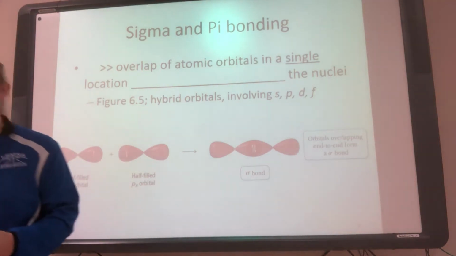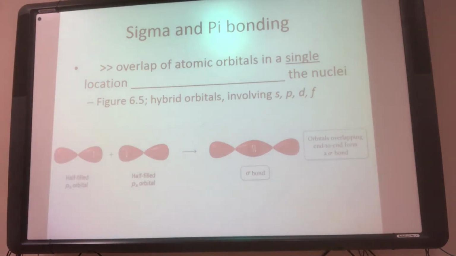All right, so let's talk about different types of bonding. So I can either have what are called sigma or pi bonding, okay? And this might sound like it's really complicated and complex, but really we're just talking about the difference between a single bond and a double bond, okay? So let's first talk about the sigma.